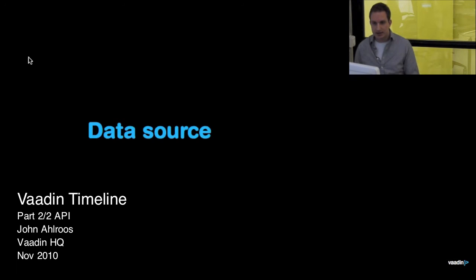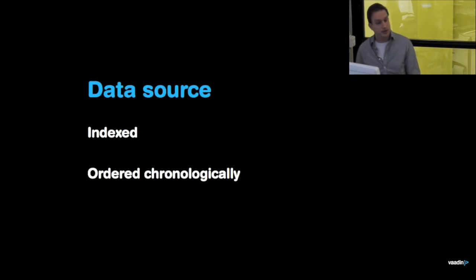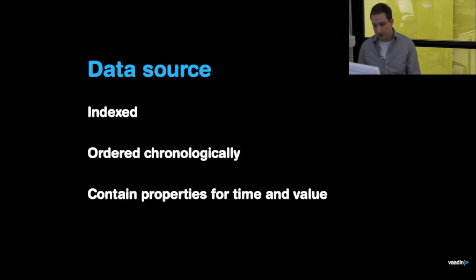Because the timeline is lazy, the data source has some restrictions. The first one is it has to be indexed. With this I mean it has to implement the container indexed interface, as well as it has to be ordered chronologically. Again, this is because of the laziness. And finally, it has to contain two properties, a time property and a value property.